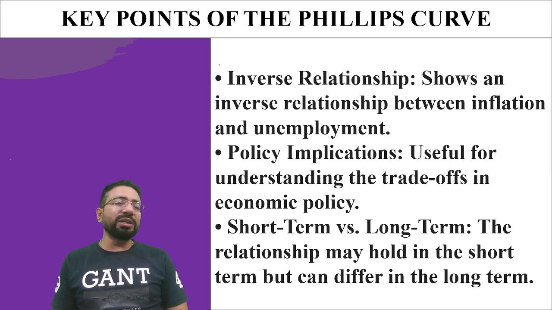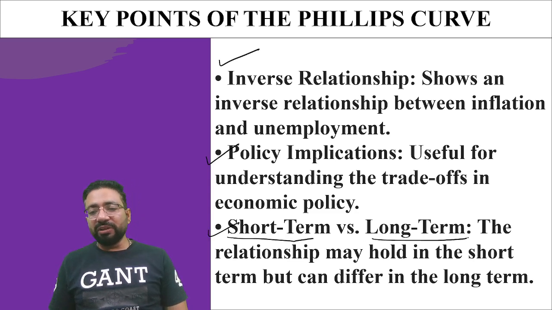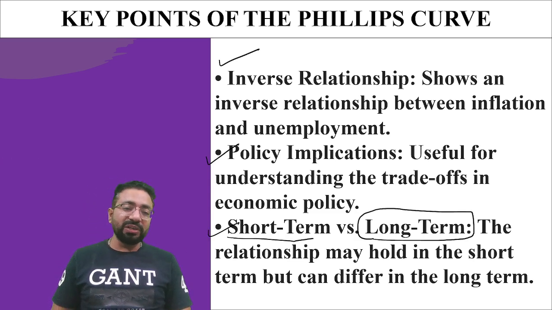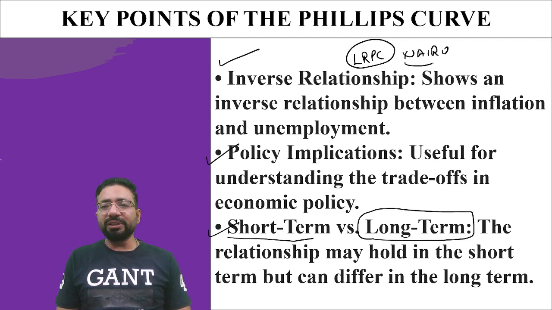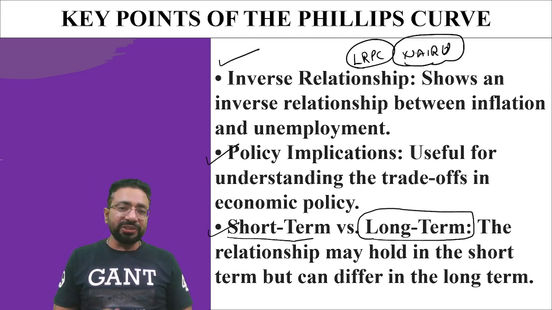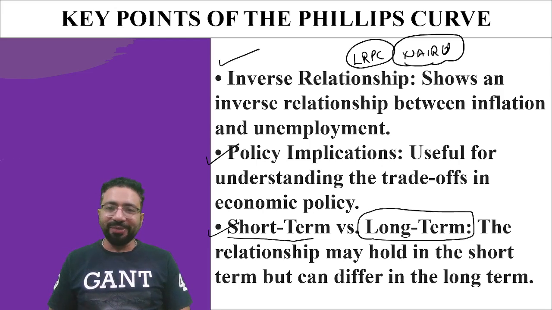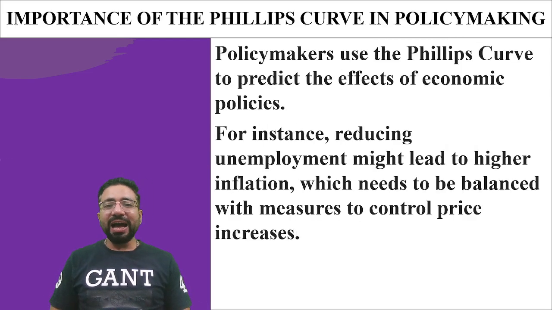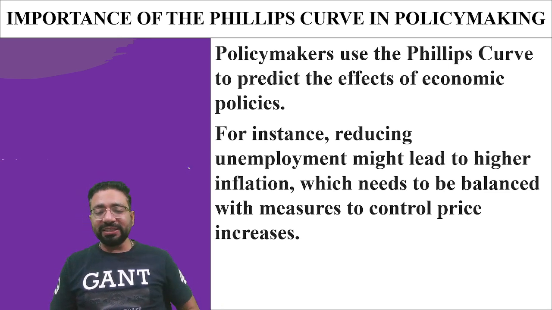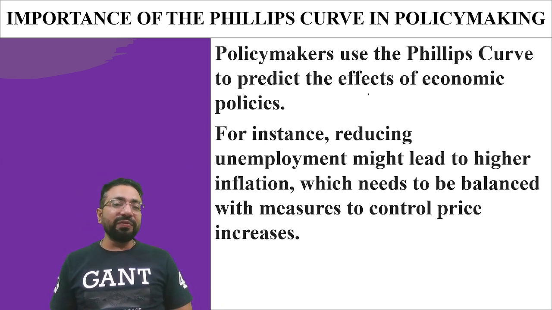So when we look into the key points, it suggests an inverse relationship. It helps in making policy. It is for both short term and long term. We are going to discuss the long run Phillips curve, LR, that is known as NAIRU, non-accelerating inflation rate of unemployment. That means inflation won't affect the level of unemployment. NAIRU emerged after the 1970s.